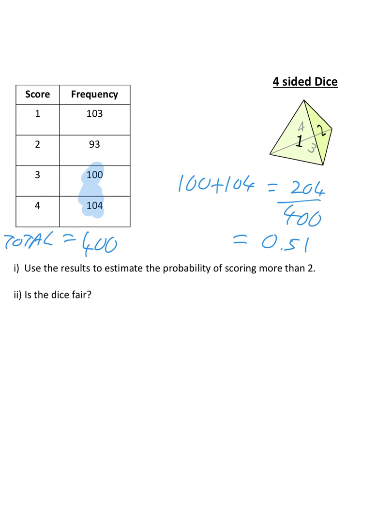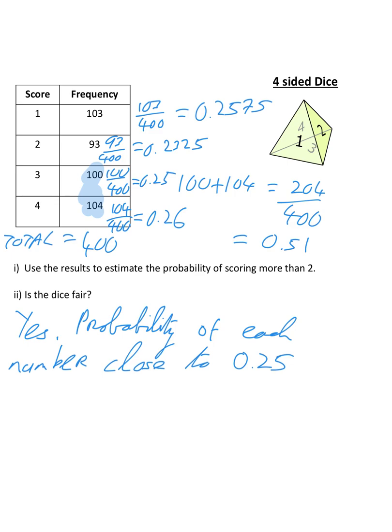Now, for part 2, we're asked, is the dice fair? So looking here, if it's fair, it should be close to 100 for each one, because there'd be a 1 in 4 probability for each number. So I would say that yes, this is fair, because all of these values are pretty close to 100. And since all the values are pretty close to 100, they all have a probability pretty close to 0.25. So you can see I've worked this out myself here. So all of these are pretty close to 0.25, so we'll say yes, the dice is fair.